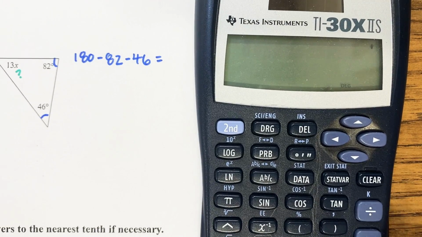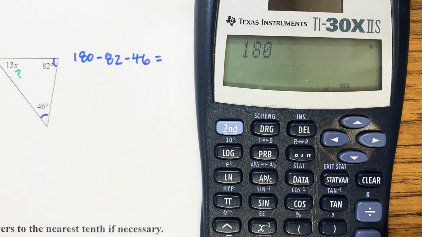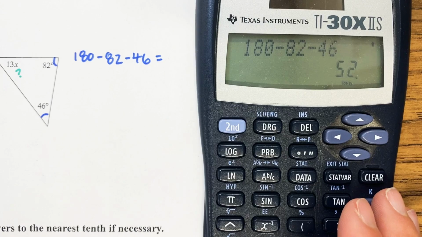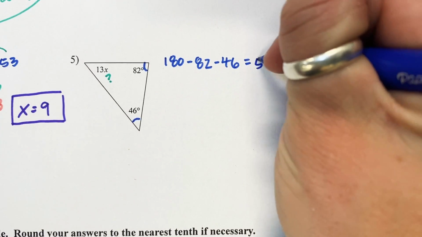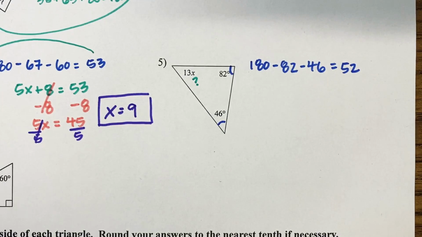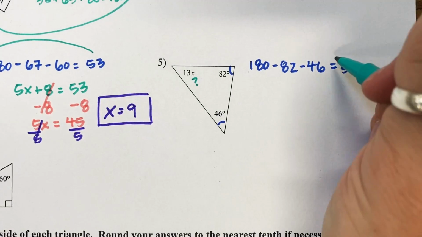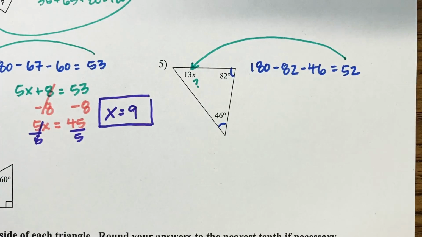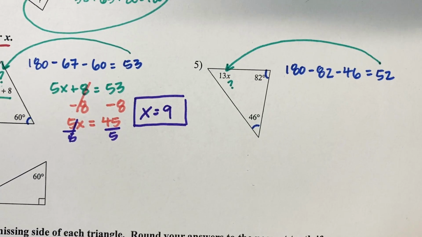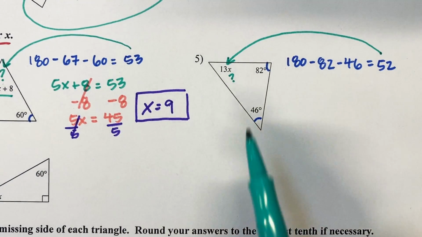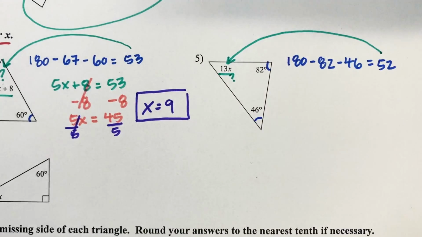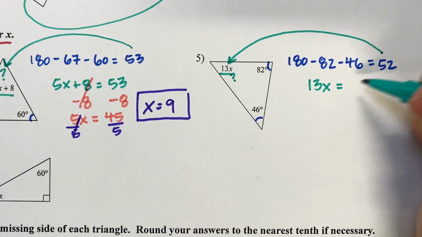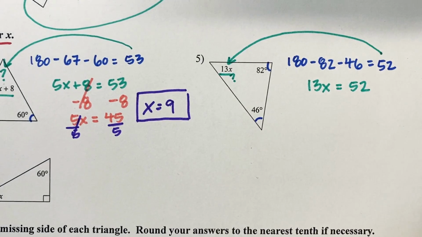So I get 180 minus 82 minus 46, and I get 52. So I know that 52 is my missing angle, or the angle with my x in it. But remember, that's not our answer. That's just going to help us find our answer. Now we're going to set our equation, which is just an easy peasy 13x equal to what we found, 52.